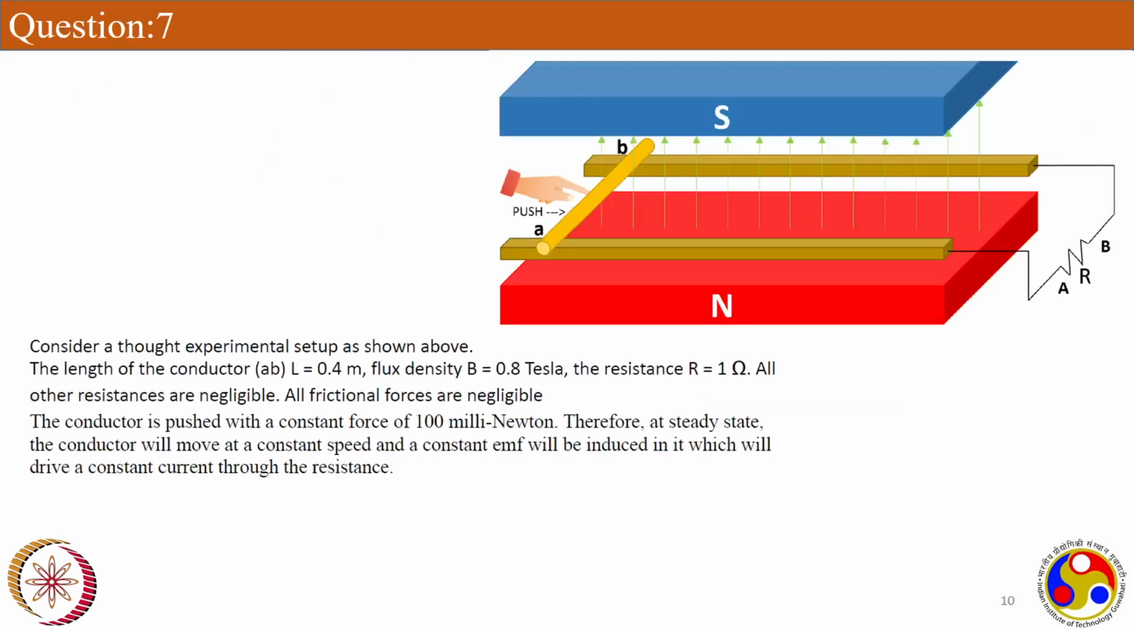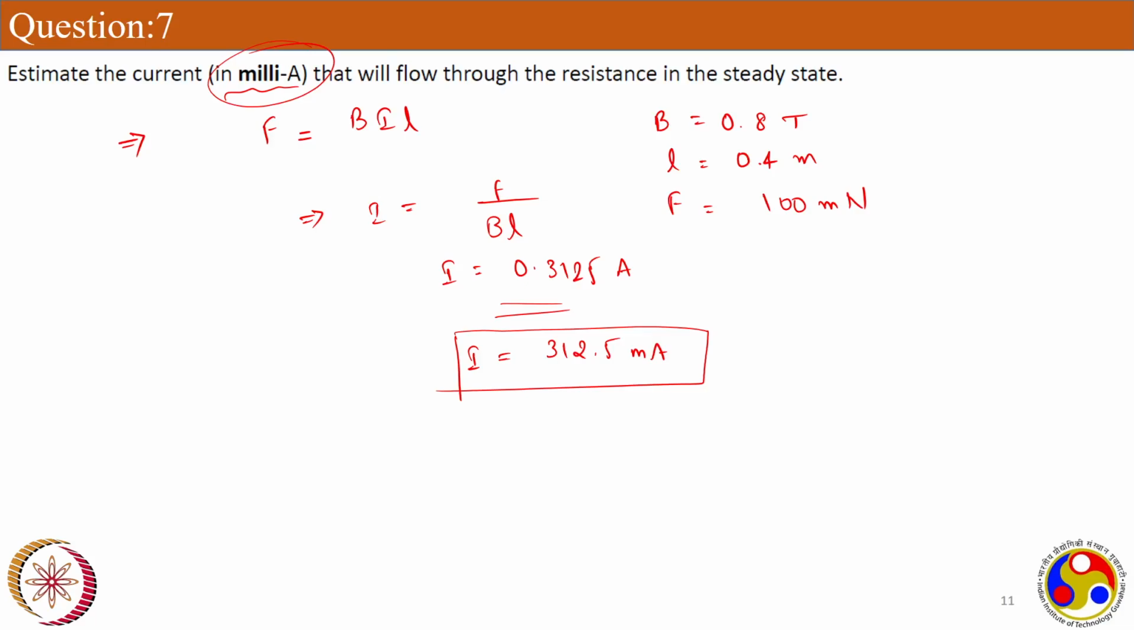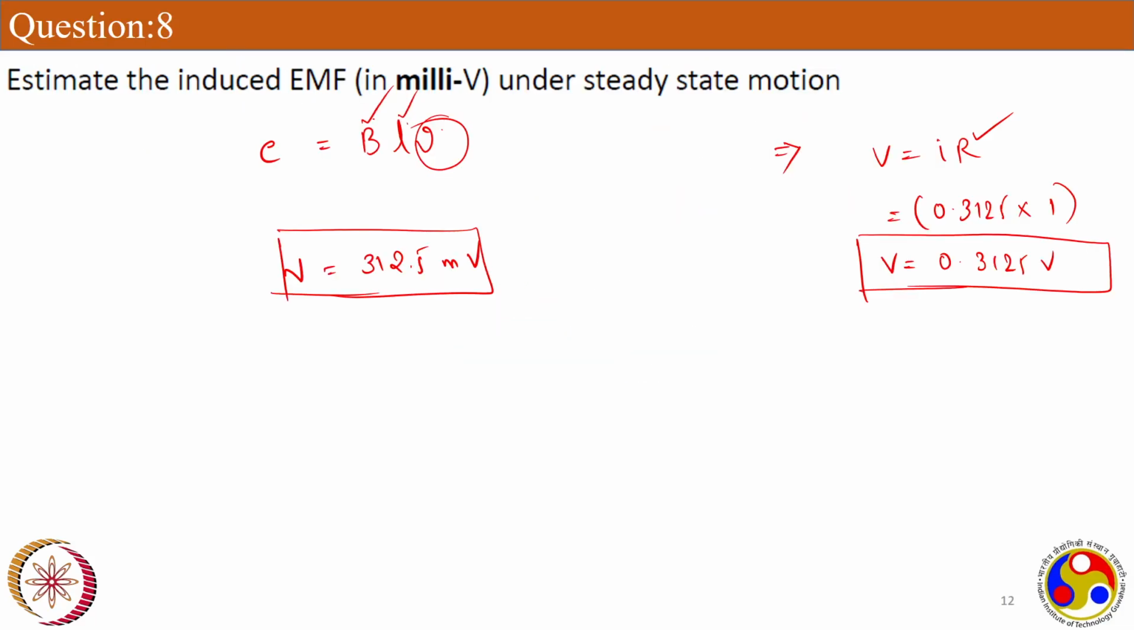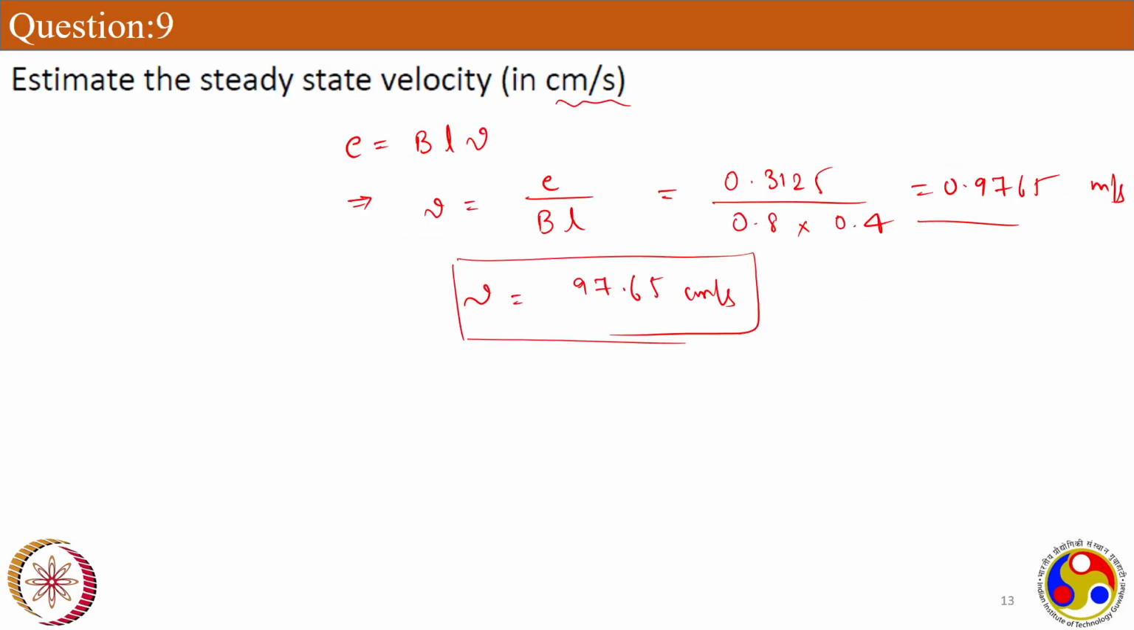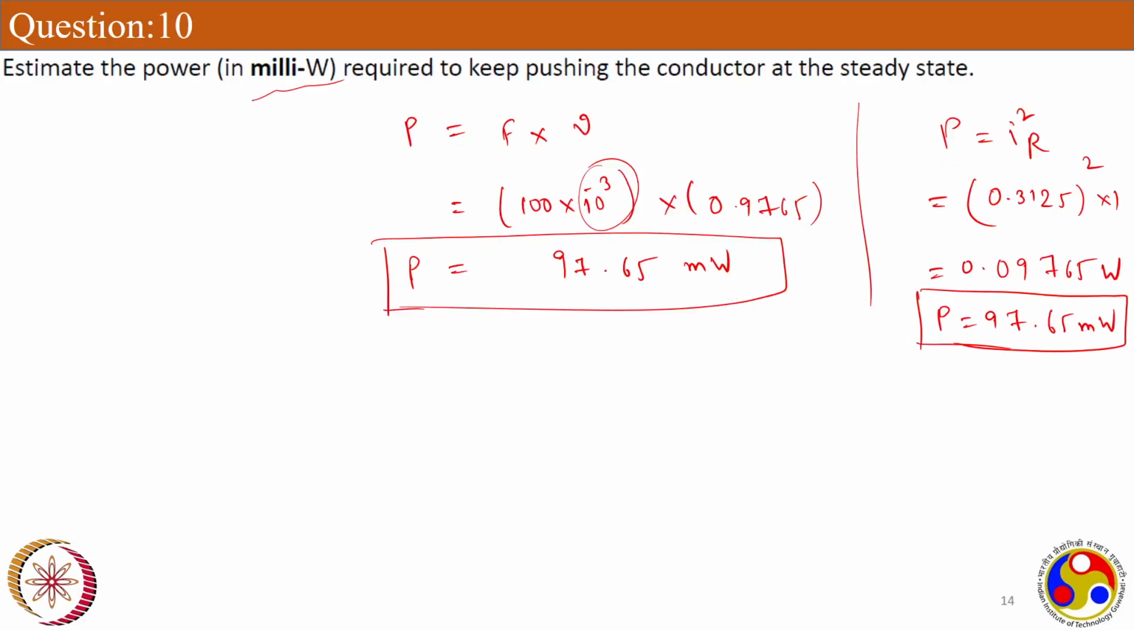And with that, we have discussed a simple thought experimental setup where we are given all the data and we are asked to find individually what is the current flowing through the resistance in the steady state, what is the induced EMF under steady state, what is the velocity under steady state, and what is the power required to keep pushing the conductor to steady state.